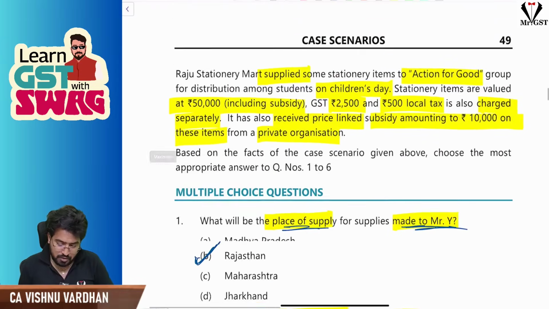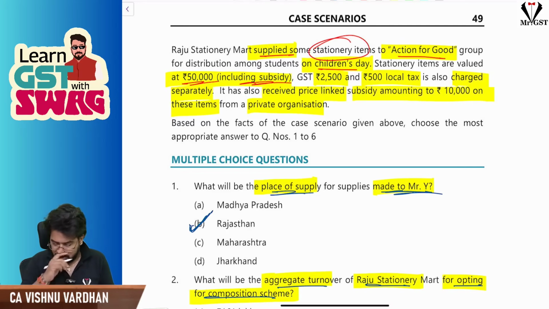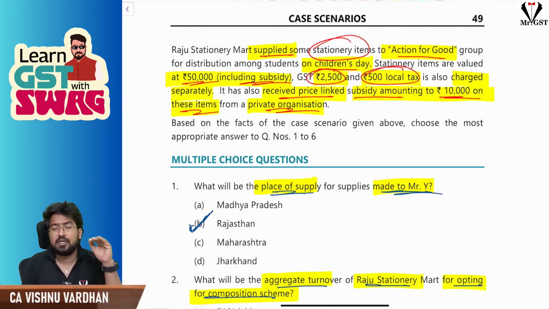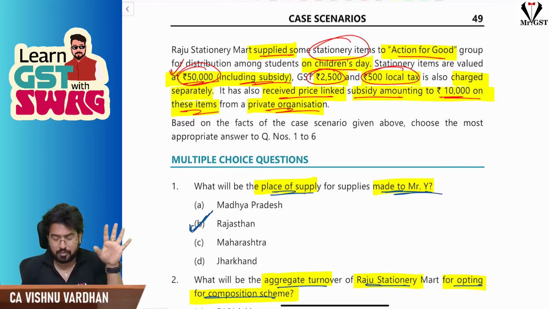Next, Raju Stationery Mart supplied some stationery items to Action for Good group on Children's Day, 50,000 worth, including subsidy, where GST is 2,500 and 500 local taxes are also charged separately. Received a price-linked subsidy amounting to 10,000 on these items from private organizations. The subsidy received from a private organization which is directly linked to price is already included. Yes, it should be included. So 50,000, not a problem.